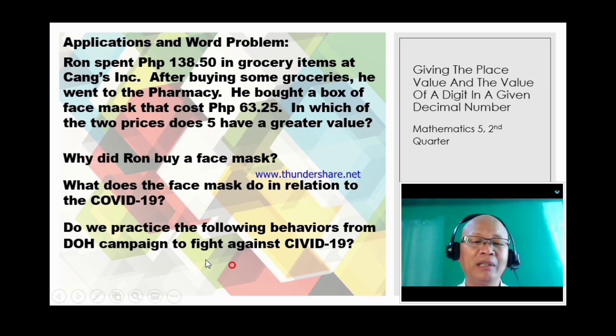Now, let's have the application of our concept, of our lesson. I have here another word problem for our application. It says, Rune spent 138 pesos and 50 centavos in grocery items at Kang's Incorporated. After buying some groceries, he went to the pharmacy. He bought a box of face mask that cost 63 pesos and 25 centavos. In which of the two prices does 5 or digit 5 have a greater value?